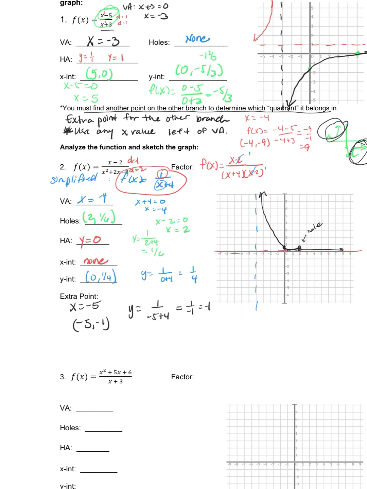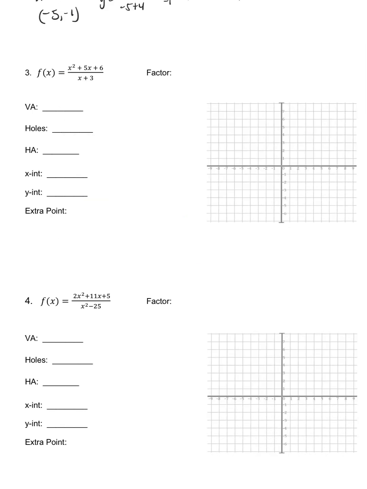So based on that, when I graph it, I know that it's going to be down in this quadrant. So that means I'm going to have to make sure my graph goes this way. It crosses and goes that direction. All right, number 3. First thing again, always factor. So f of x equals (x plus 3)(x plus 2) over x plus 3.